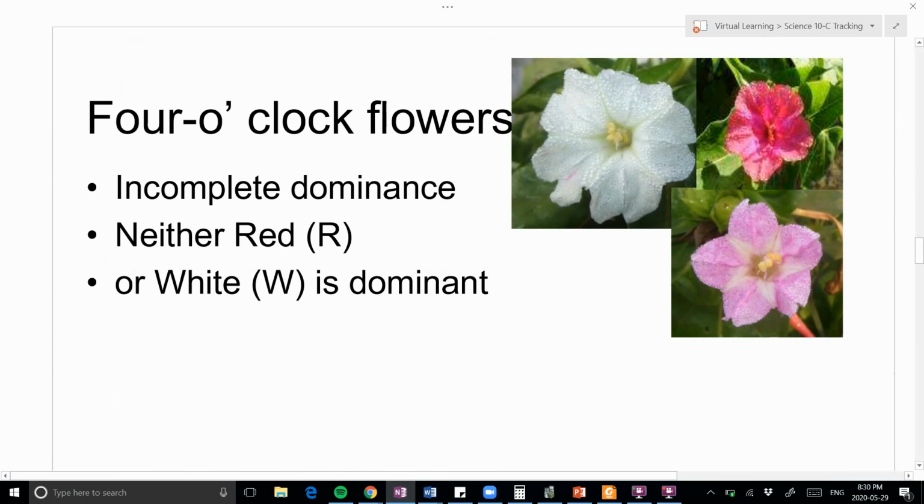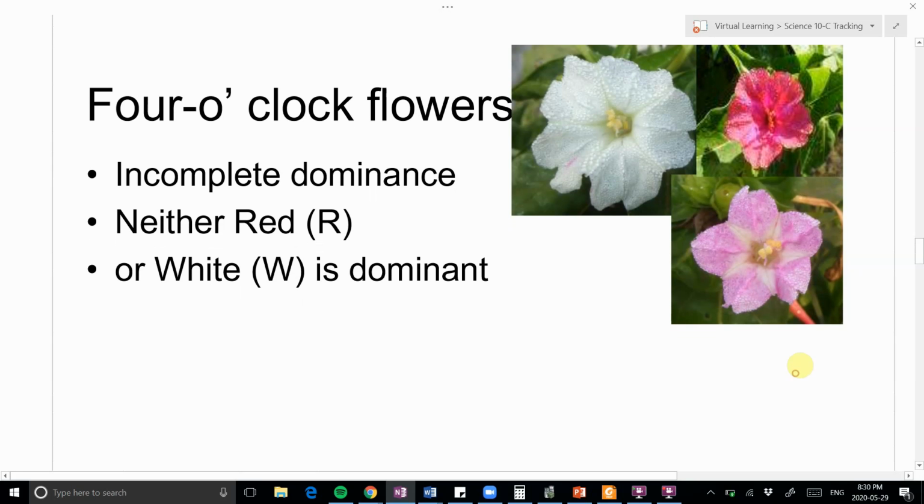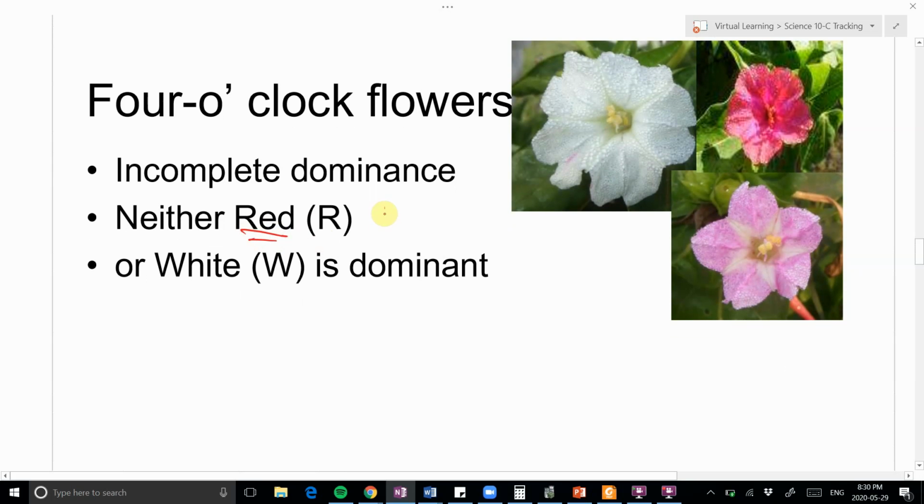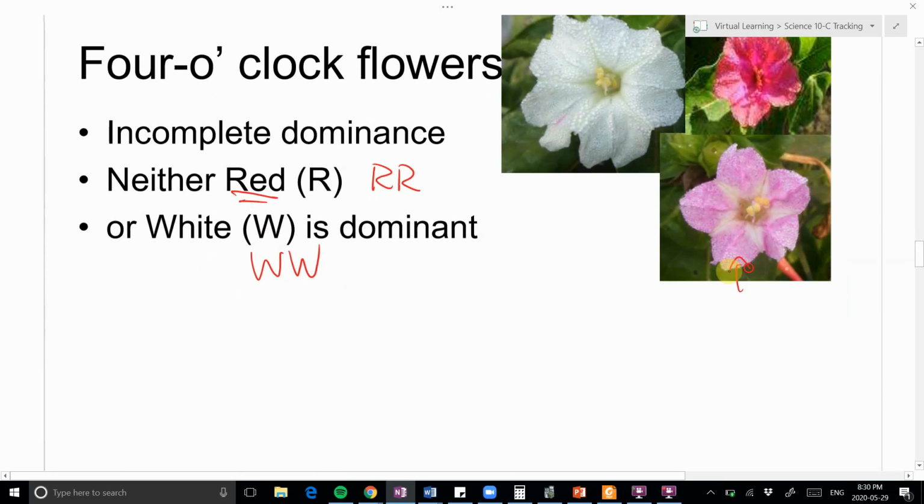So some examples of that are really common in flowers. When we have red and white flowers breeding, if you are red in this case, you are homozygous dominant, and white is also homozygous dominant. When they come together, they make pink flowers. And so the pink is actually the heterozygous form here because it's in the middle, in between red and white. So when you see that in-between state, that is incomplete dominance. Neither gene is taking over.